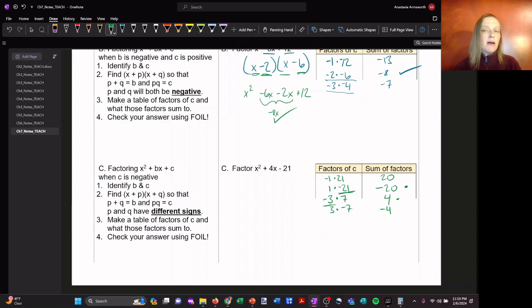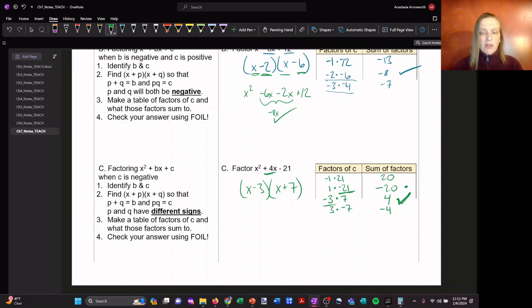So keep that in mind in future, that you maybe don't have to list every single possible combination of factors. You can look at that b value and decide, hey, that b is positive, so I want to make sure I put my negative on the small number so that the bigger number, the positive number, wins when you combine terms. So positive 4 was my middle b value there. So this is the combination of factors I want to use. So I'm going to have x minus 3 and x plus 7.